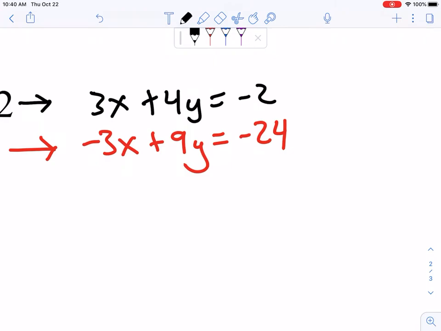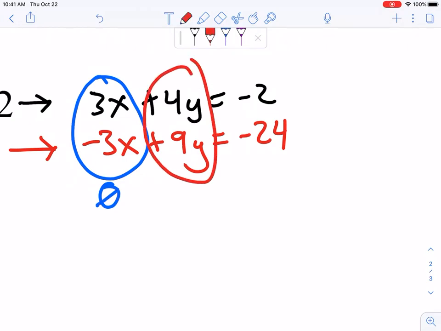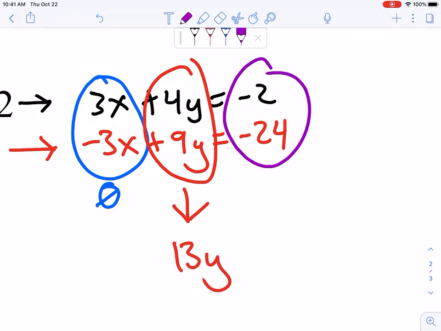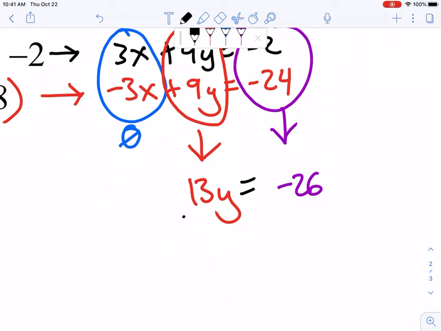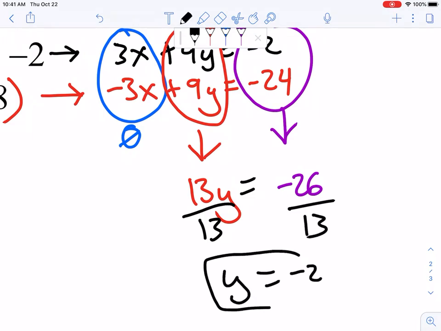Now that we've scaled our equation, we have terms that will cancel out. I can put 4y and 9y together to get 13y. And I can put negative 2 and negative 24 together to get negative 26. I'll divide 13 from both sides to get y by itself. And y will equal negative 2.